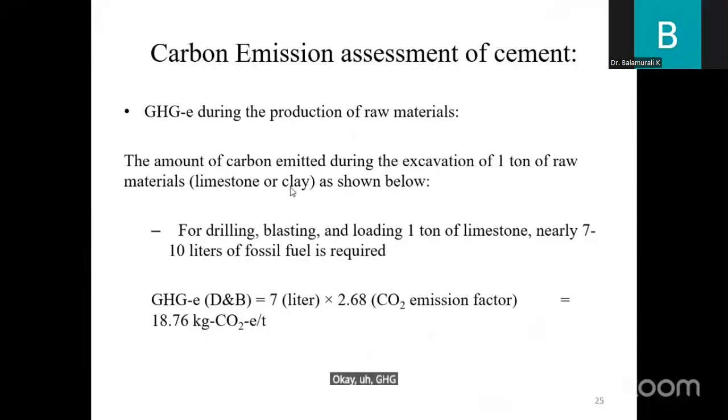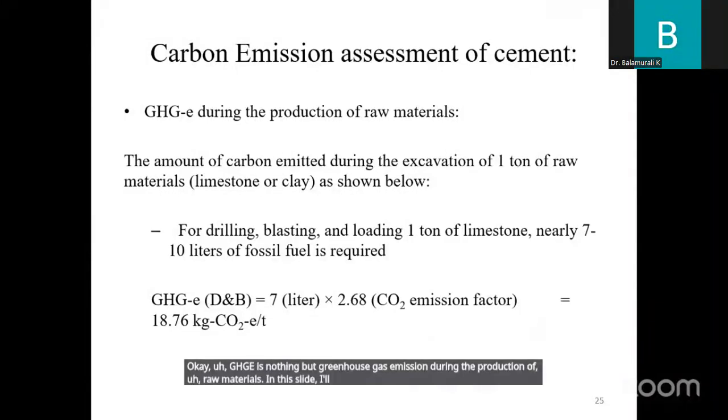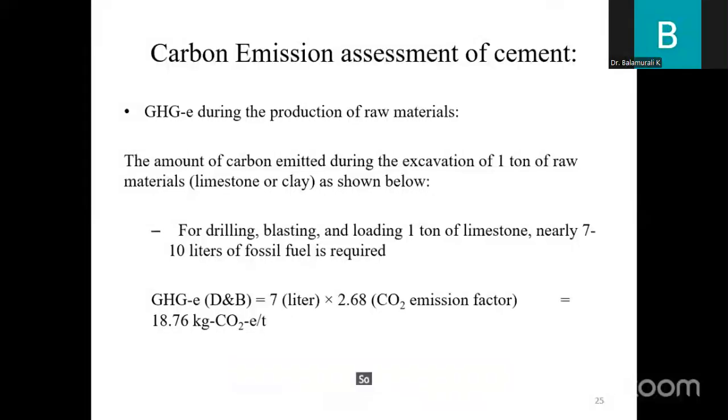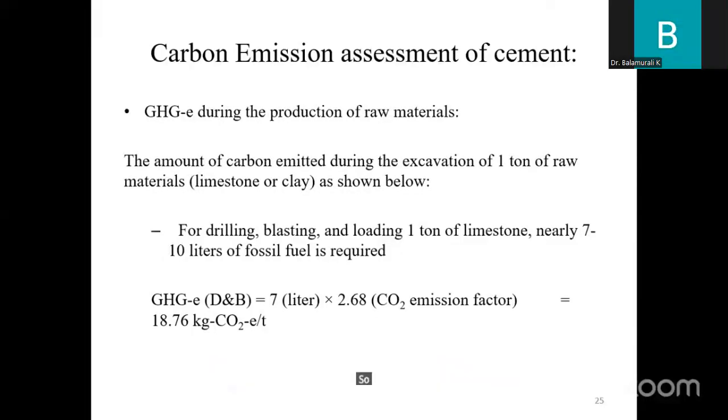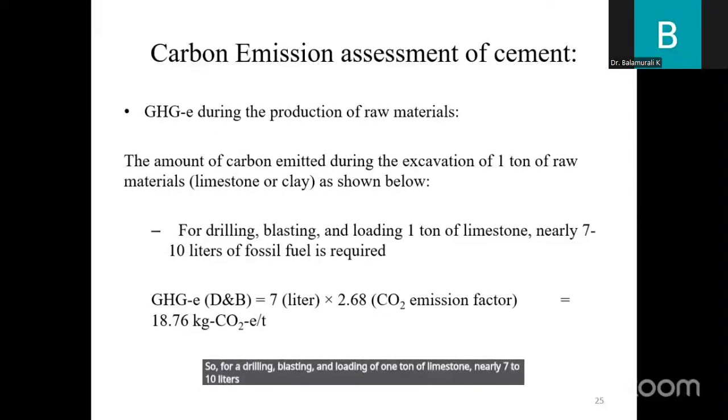GHGE is nothing but greenhouse gas emission during the production of raw material. In this slide, I will be just presenting carbon emission assessment of cement alone. So the amount of carbon emitted during the excavation of 1 ton of raw material, say for example limestone or clay, is shown in this slide. So for drilling, blasting and loading of 1 ton of limestone, nearly 7 to 10 liters of fossil fuel is required. These data are taken from ACA as well as RILEM reports.